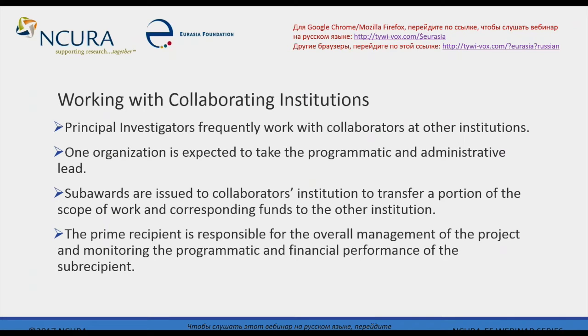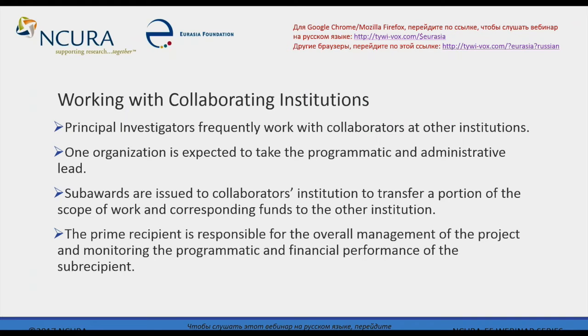Another important award management responsibility is working with collaborating institutions. Principal investigators frequently work with colleagues and collaborators at other institutions. When this happens, one organization is expected to take the programmatic and administrative lead on the project. Subawards are issued to the other collaborators' institutions to transfer a specific scope of work as well as the corresponding funds to those other institutions.